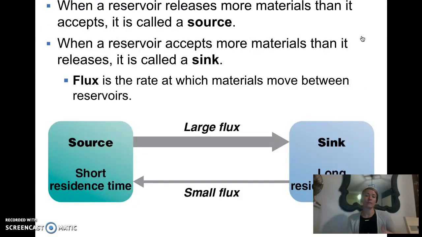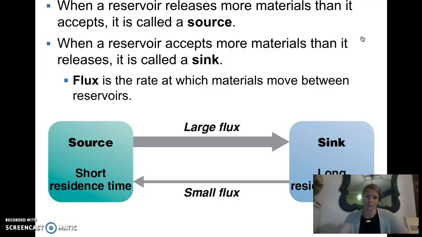When a reservoir is releasing more materials than it accepts, it's called a source. So it's a source for that nutrient. So it's giving away that nutrient. When a reservoir accepts more materials than it releases, it's called a sink. So you can think of nutrients as flowing there and staying there. So you can think of it as a tap. So a source is the faucet letting the nutrients go, and the sink is the reservoir accepting it.